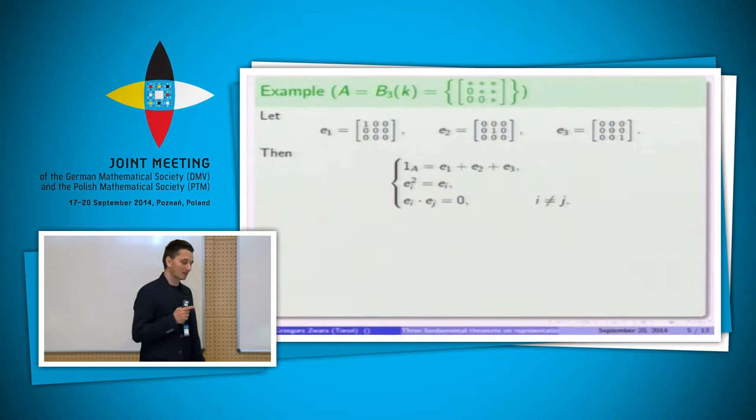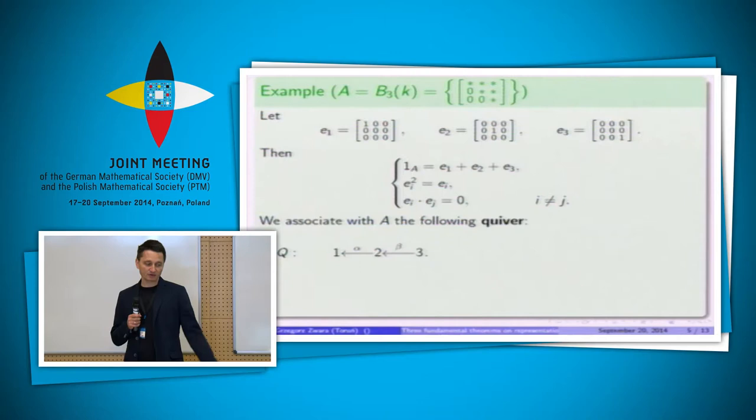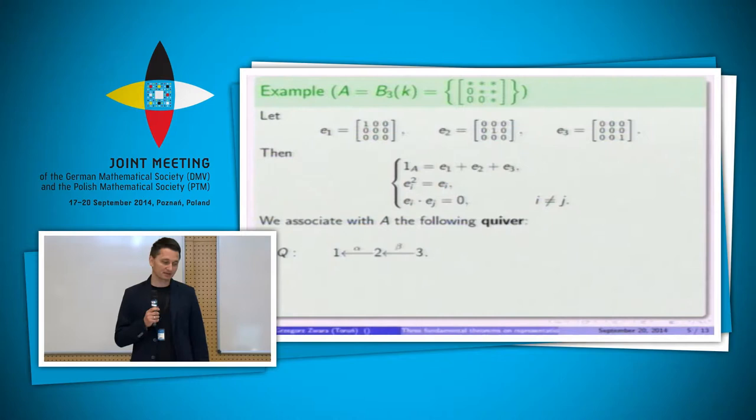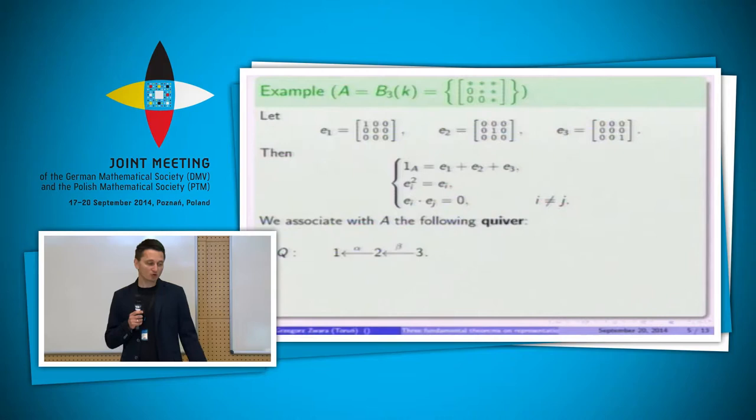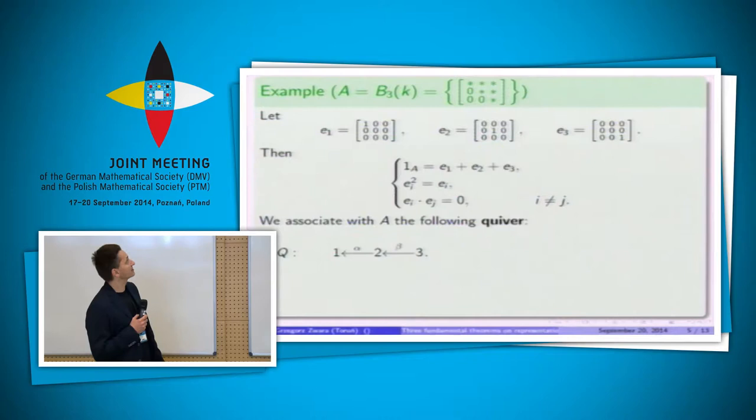Well, this is the first step to define a quiver for this algebra. We associate with A the following quiver. Let me say what I mean by quiver. It's a finite directed graph with possible loops, multiple arrows, and so on. Just a finite number of vertices, a finite number of arrows. And here in our example, we have three vertices: one, two, three. In fact, they correspond to these idempotents E1, E2, E3. And moreover, two other elements of this algebra correspond to arrows alpha and beta.